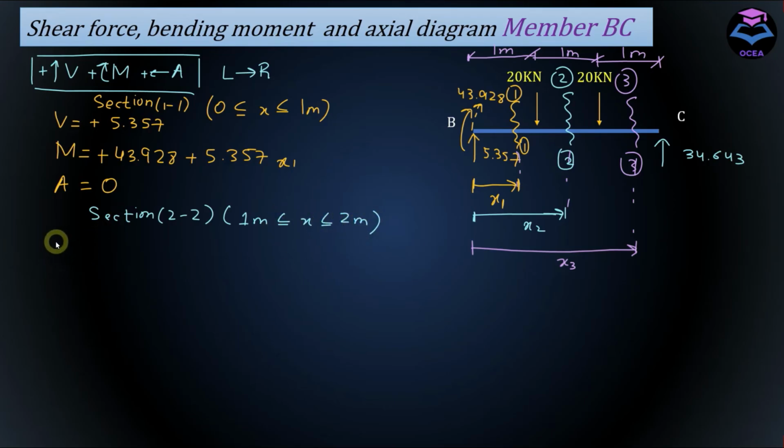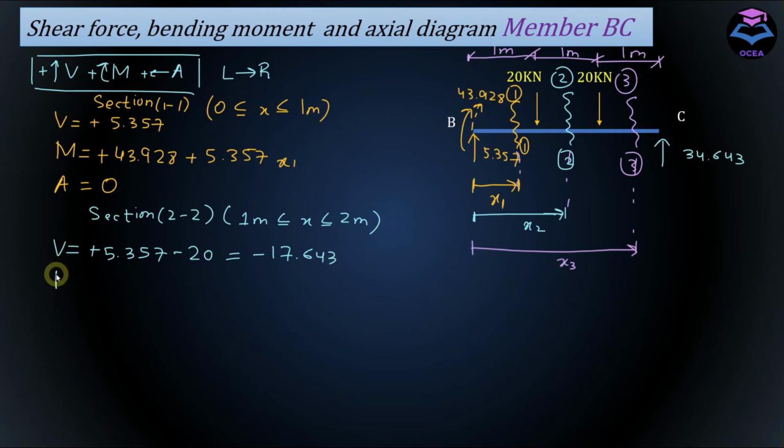And the shear force in this case for section 2-2 is equal to, we have this vertical force 5.357 acting upward. This will be positive, and we have this 20 kilonewton force going downward, and this gives us minus 17.643.